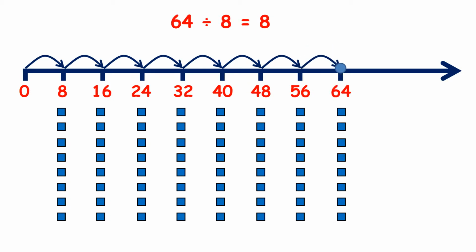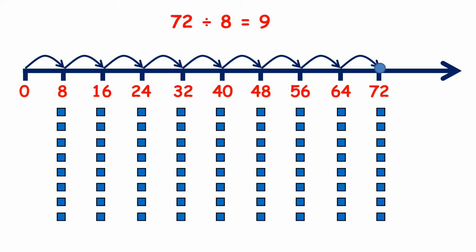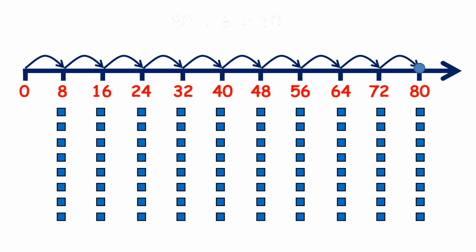64 divided by 8 is 8. 72 divided by 8 is 9. 80 divided by 8 is 10. So if we have 80, we can make 10 groups of 8.